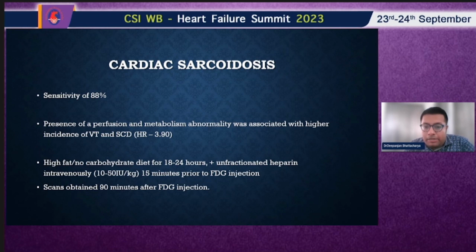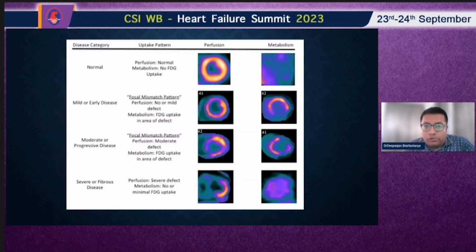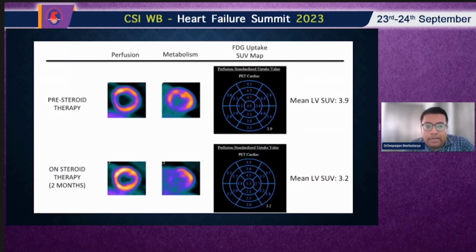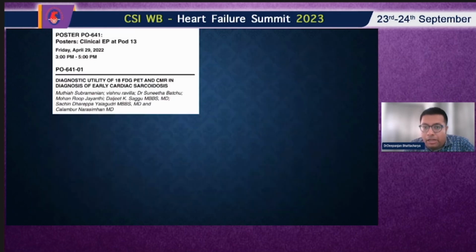And if there's a perfusion and metabolism abnormality, it is associated with a higher incidence of ventricular tachycardia and sudden cardiac death. So these are the stages which can be seen on the PET imaging. And we can see that post steroid therapy, there is a significant reduction of the FDG uptake.